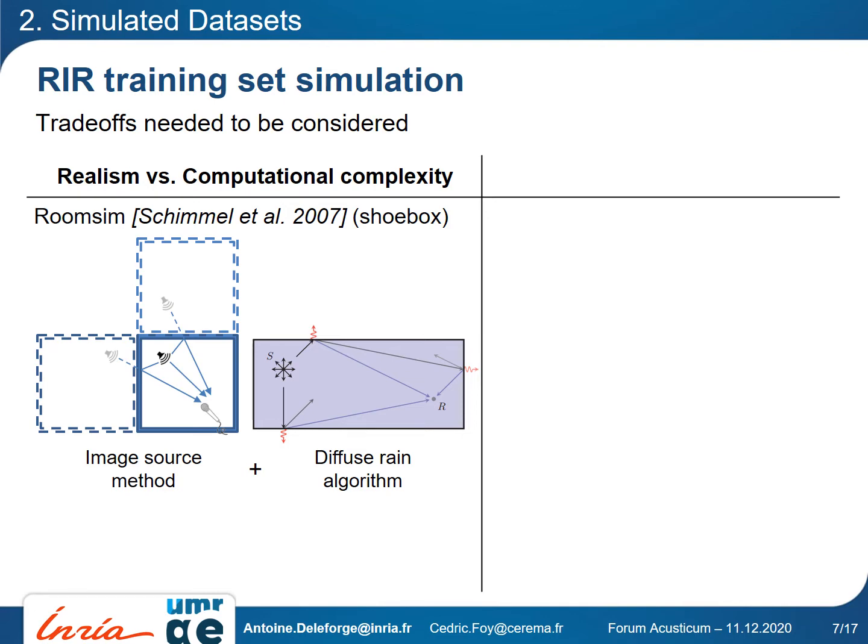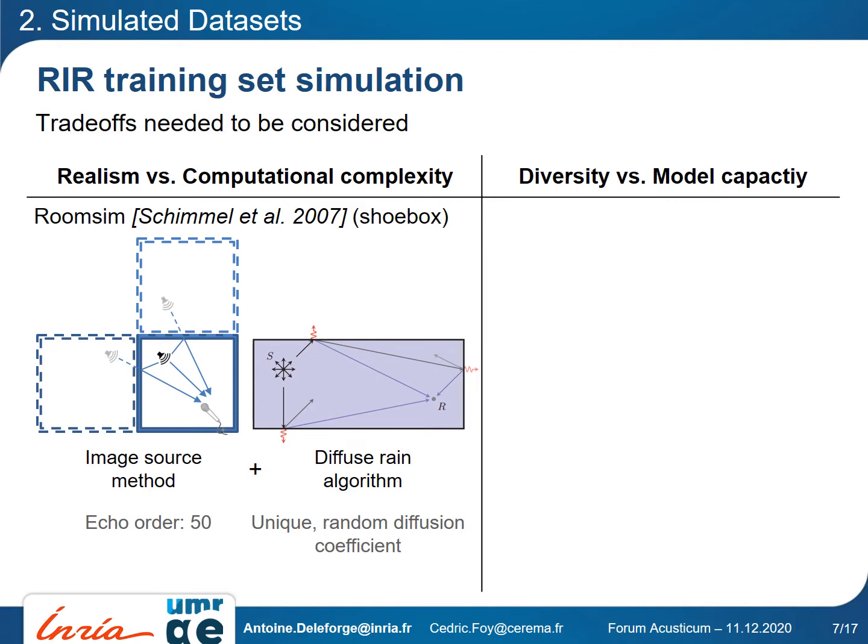It combines the image source method to simulate specular reflections and an efficient ray tracing algorithm called diffuse rain to simulate scattering coefficients. In practice, we simulated specular echoes up to order 50 and used a unique random diffusion coefficient for all surfaces in each octave band.